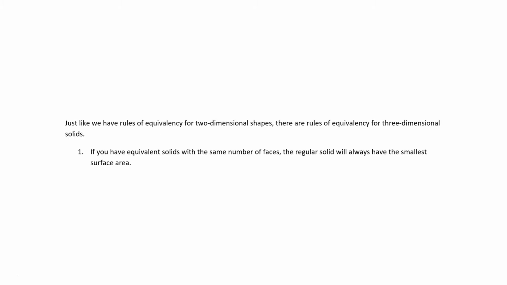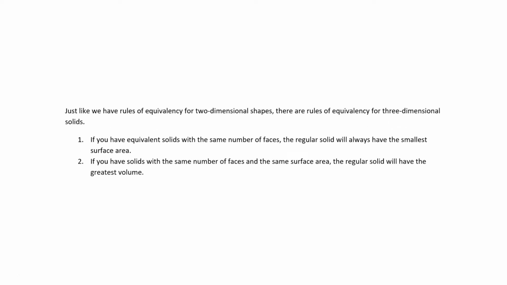If you have equivalent solids with the same number of faces, the regular solid will always have the smallest surface area. So remember, a regular solid is a solid where each face has the same shape and size. Second rule, if you have two solids with the same number of faces and the same surface area, the regular solid will have the greatest volume.